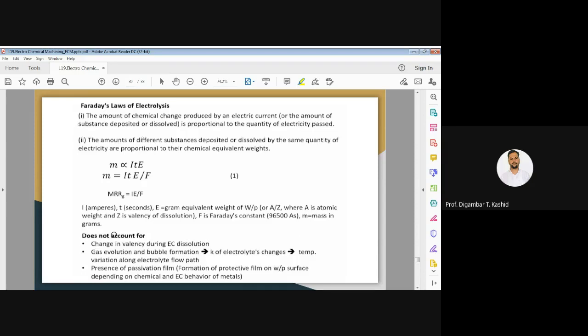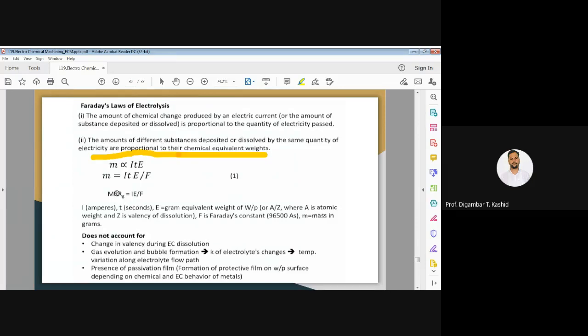So the amount of chemical change produced into the workpiece surface by electrical current, or the amount of substance deposited or dissolved. Faraday's law states that the amount of chemical change produced by the electric current, or the amount of substance deposited or dissolved, is proportional to the quantity of electrical supply. And another statement is that the amount of different substances deposited or dissolved by the same quantity of electricity is proportional to their chemical equivalent weights.